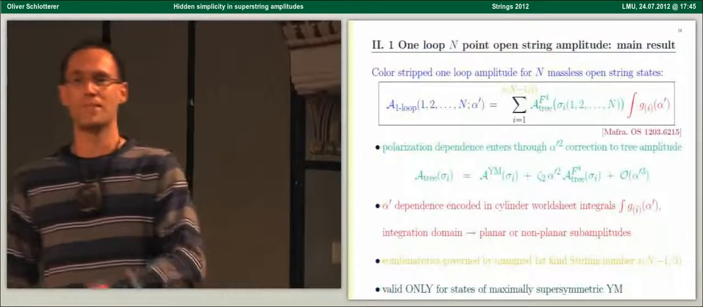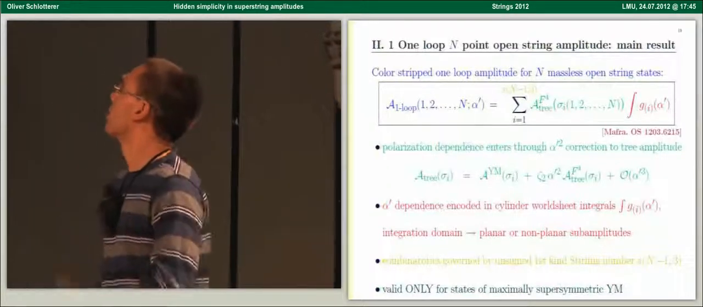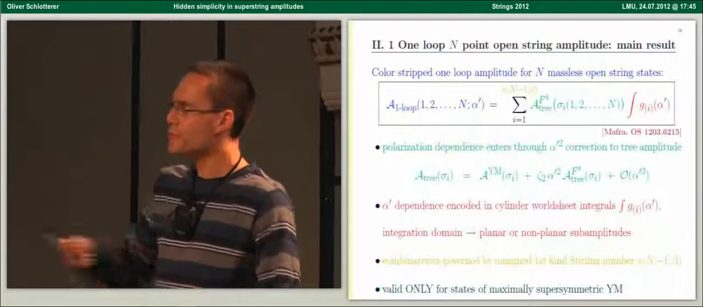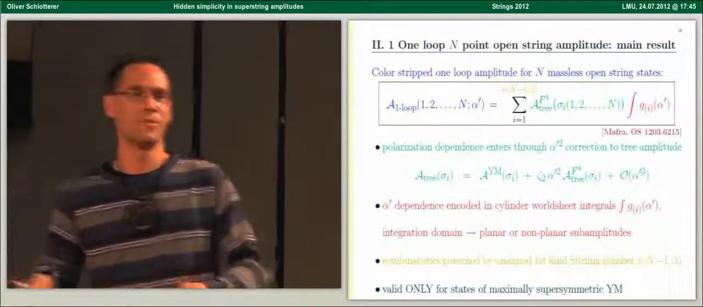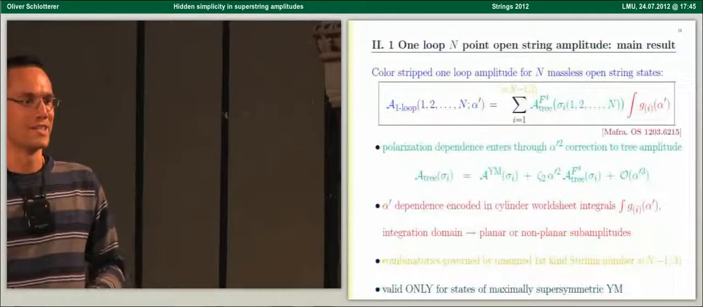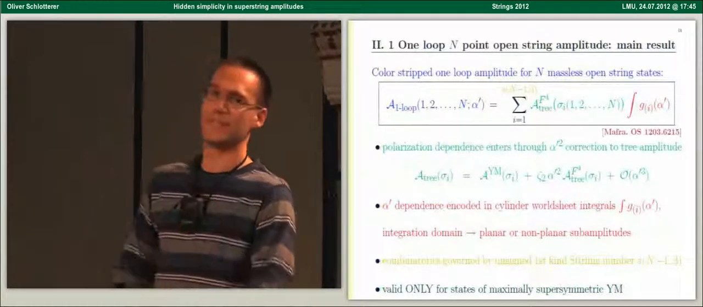This time, my sum does not go over n-3 factorial terms, but instead, the combinatorics is governed by so-called unsigned Stirling numbers of the first kind. I'll say a few more words about them later on. Now, the validity of this formula is a bit more restricted than at tree level. Clearly, once you go to loops, the spectrum matters. So please don't trust this result in theories with less than 16 supercharges.